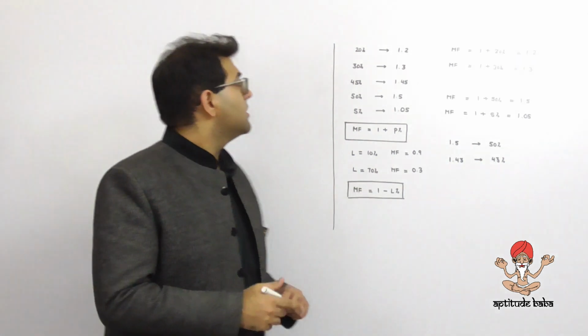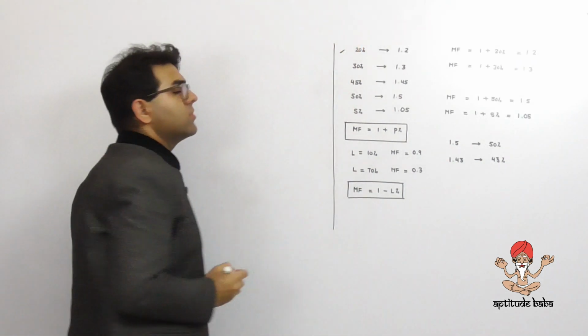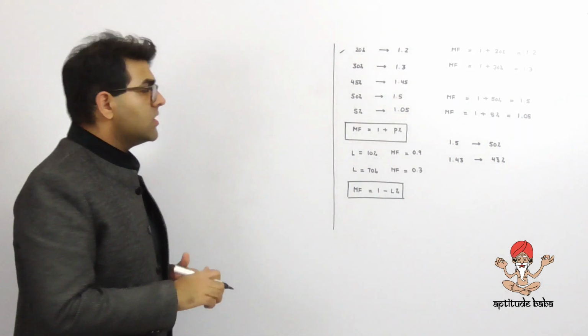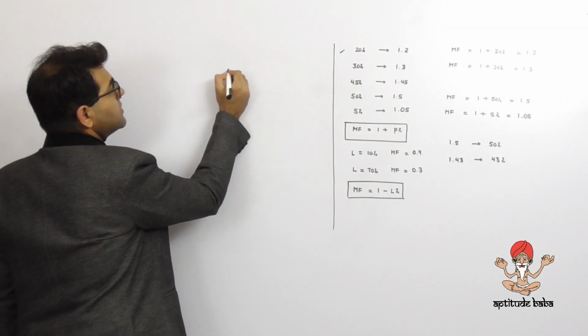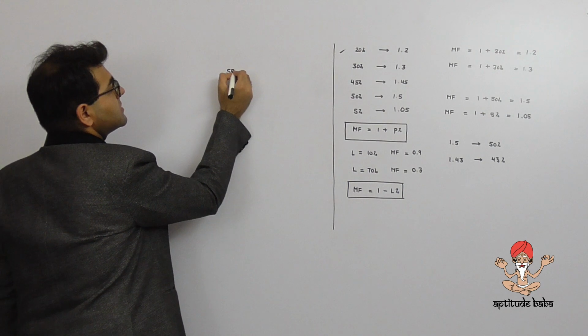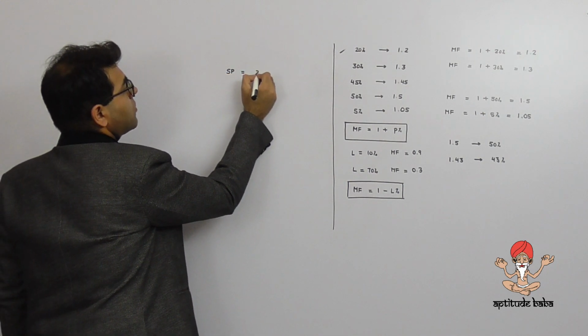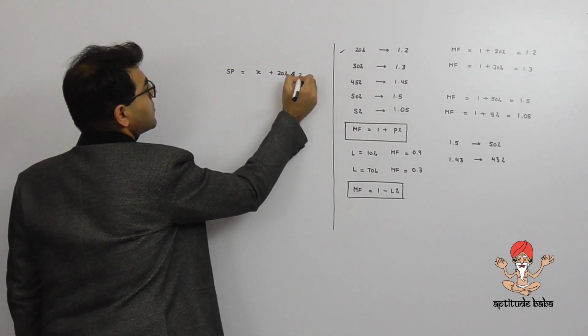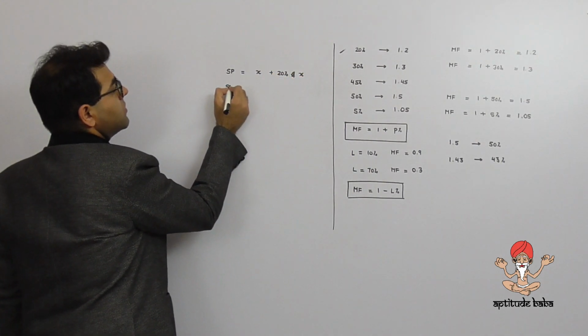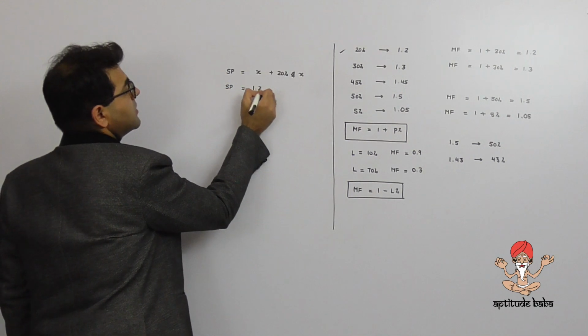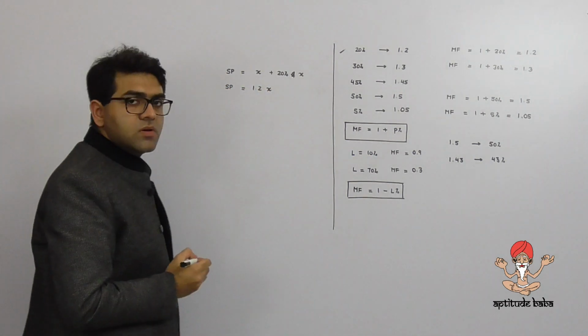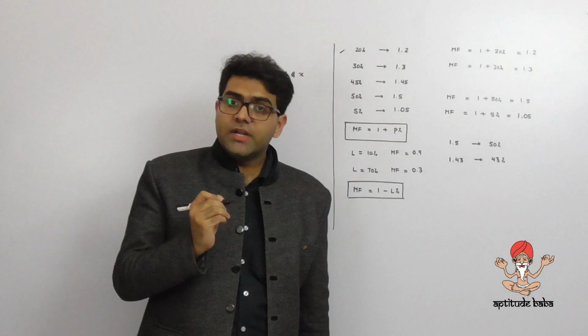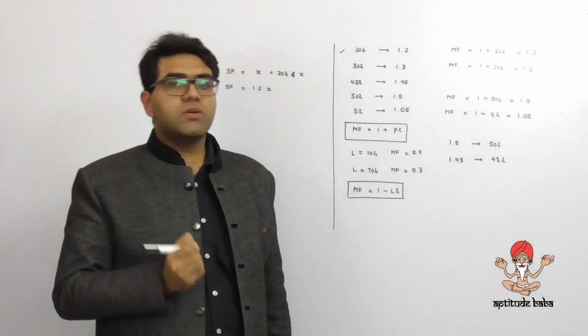For example, if there's a profit of 20%, then I can obviously say that the selling price will be nothing but the cost price plus 20% of profit in it. Obviously, from here we will get the multiplying factor as 1.2. But we know that 20% is equivalent to 1 by 5.